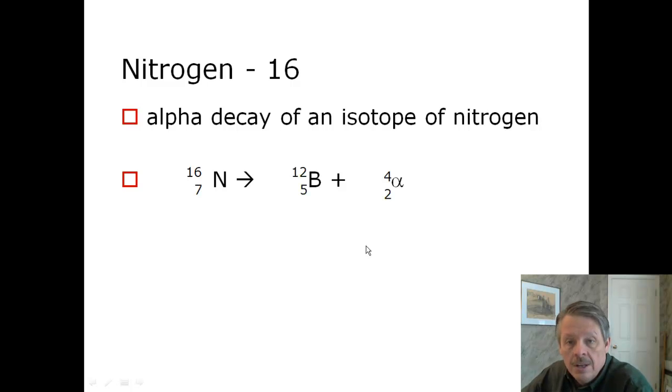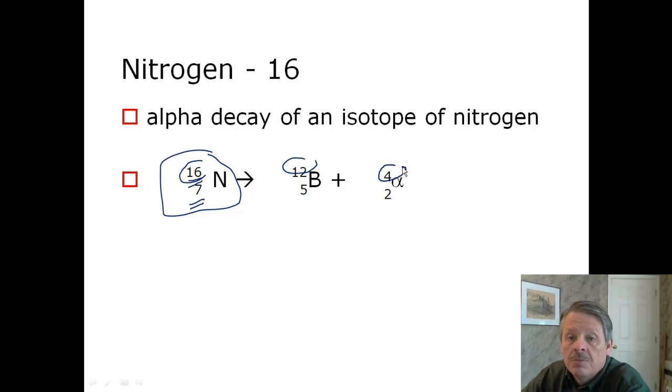Okay, so that's exactly the way we would write this, as alpha decay of an isotope of nitrogen. It starts as nitrogen. It's number 7 on the periodic table, meaning it has 7 protons and has a mass number of 16. Now you'll notice that the 16 up on top adds up to the 12 plus the 4. And the 7 on the bottom adds up to the 5 plus the 2. And that's the way this is going to work.